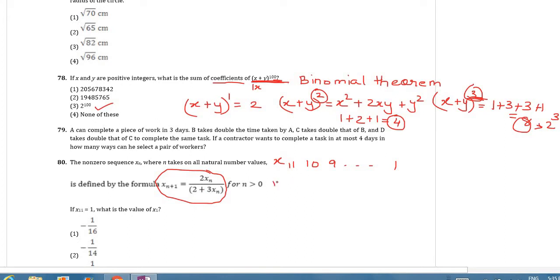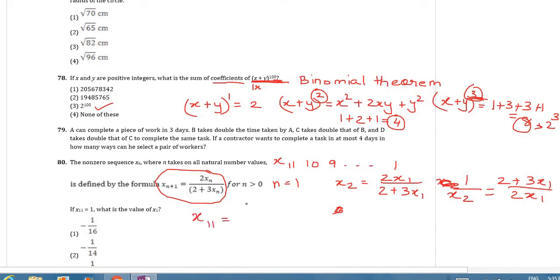So let's say I consider my n equal to 1. I get nothing but x_2 equal to 2x_1 upon 2 plus 3x_1. You can solve this and get the value of x_1 by taking reciprocals and saying 1 by x_2 is 2 plus 3x_1 upon 2x_1, divide and you can get the answer. The other thing to do is take x_11 which is given to you.